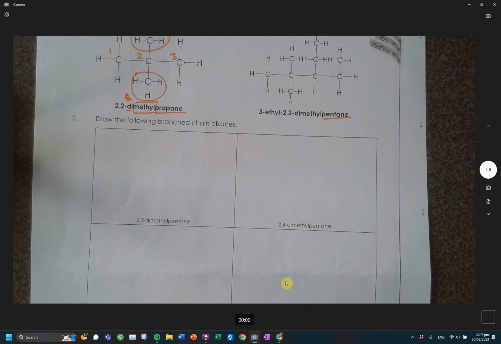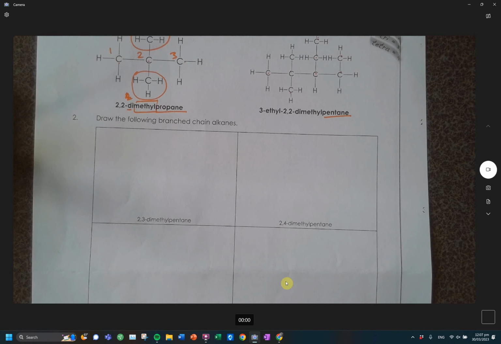So in that first example, we have 2,3-dimethylpentane. What's the numbers? I'll go over it again. It's positions.